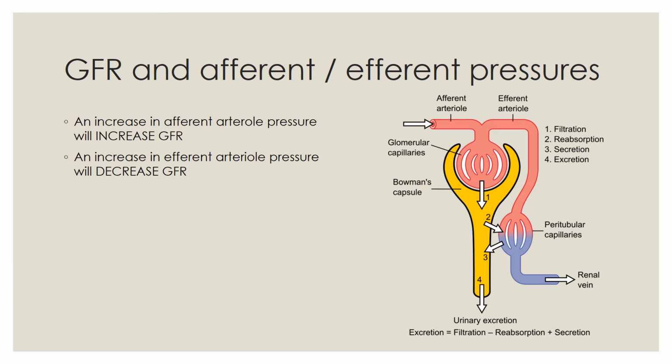By contrast, an increase in the efferent arteriole pressure will decrease GFR. So the higher the pressure in the arteriole leading away, the less blood is going to be forced down into the glomerulus and filtered through the capsule. So high pressure leading in will increase GFR, high pressure leading away will decrease GFR.